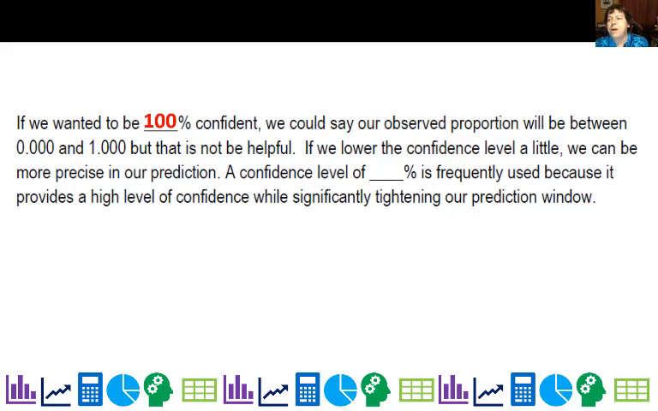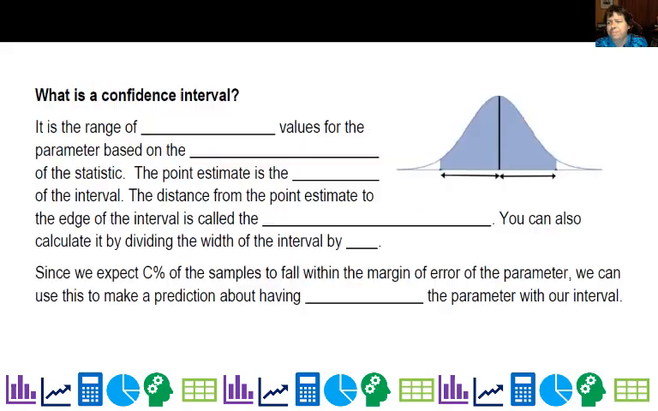So if we lower the confidence level a little, we can be more precise in our prediction. A confidence level of 95% is super popular. I've seen 90%, 95%, 99%. Those are typically the ones we see. So what is a confidence interval again? It's the range of plausible values for the parameter based on the point estimate, all right?